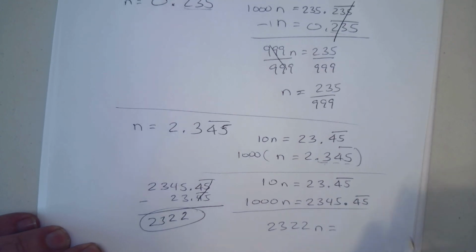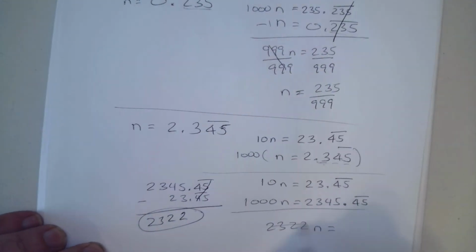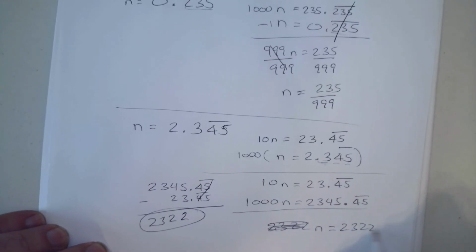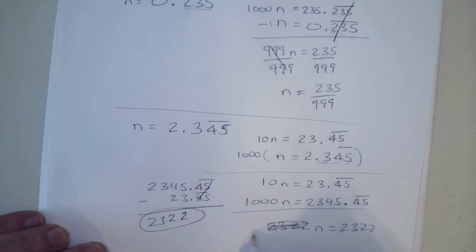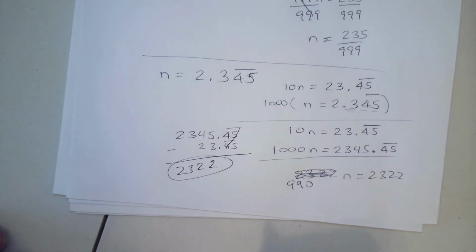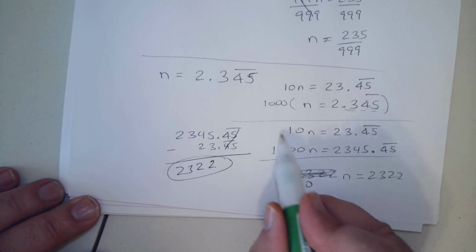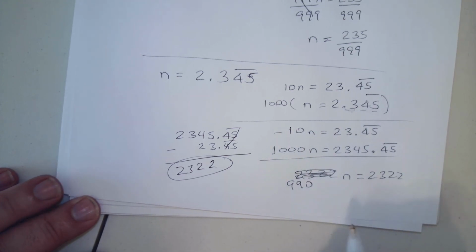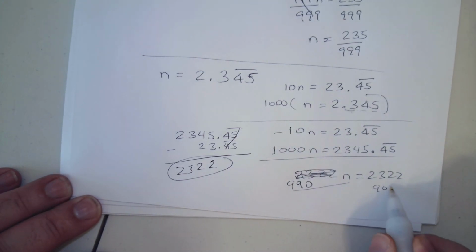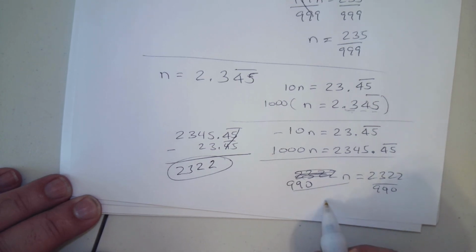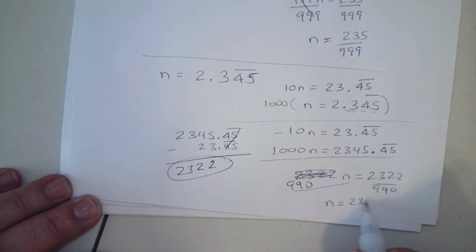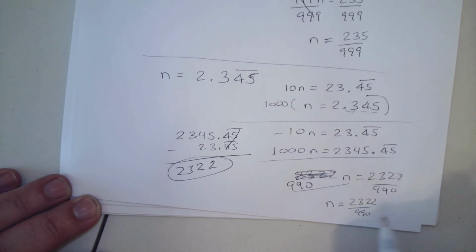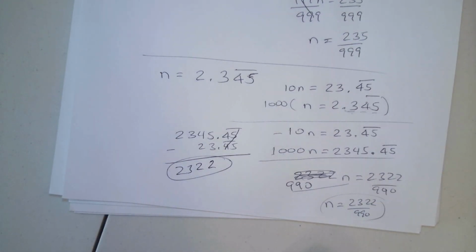So I have 2322n equals, no, oops. This is 2322. 1000 minus 10 is 990. So I divide 990 on both sides. I get n equals 2322 over 990. And you simplify that how you want. All right, let's try the homework.